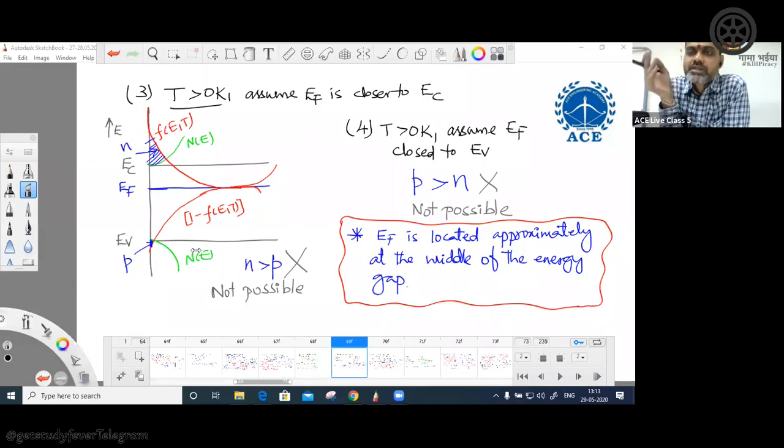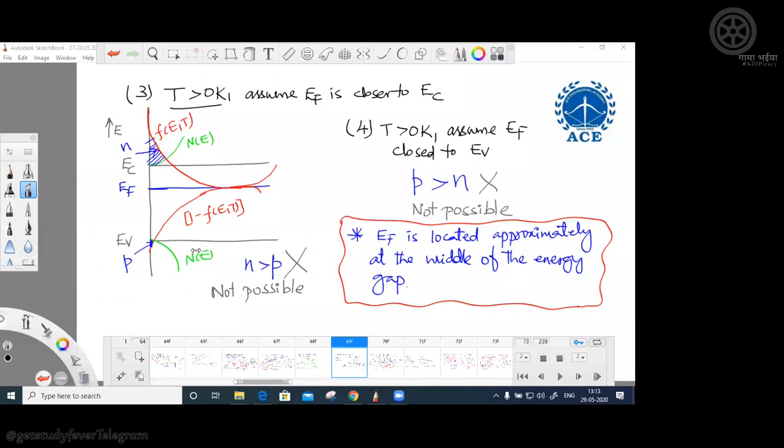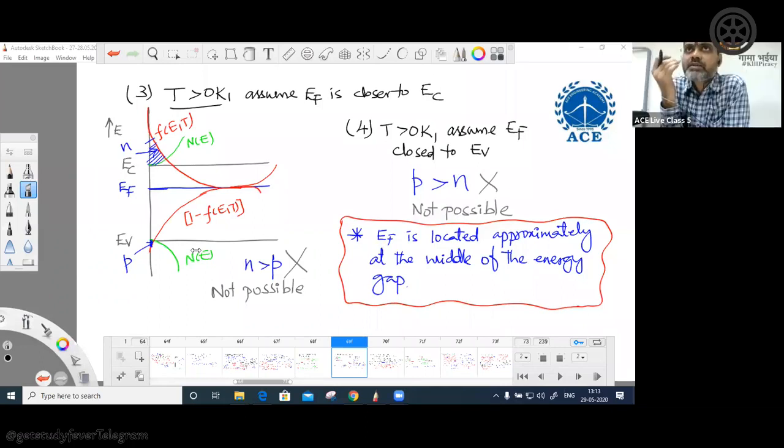Now you increase the temperature, what will happen? Some electrons go to the conduction band. From the valence band, they will go to the conduction band. Now tell me how many states are occupied? Same number. Yeah, that is what it indicates.